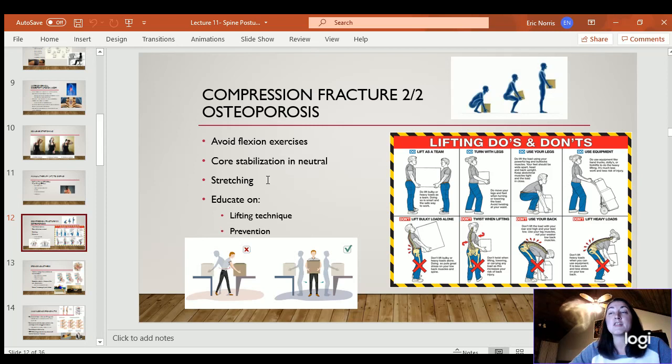And then eventually you want to get to a place where you're stretching all the things that are tight and pulling on the area, such as hip flexors, hamstrings, and then stabilizing the core, that transverse abdominis strengthening.